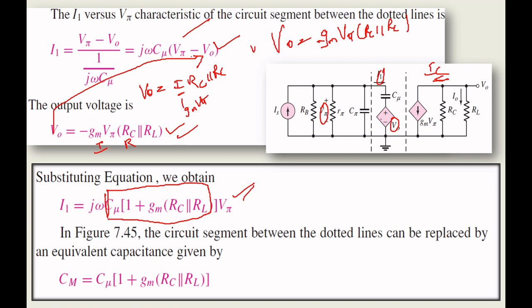So this is the impact of C mu at the input port. In the output port we are not considering it, since it is considered a higher reactance with respect to RC and RL at higher frequency. So on the input side, the effective capacitance is C mu into (1 plus gm RC parallel to RL). This is the Miller's analysis we have done for the common emitter amplifier circuit. This is very important: CM equals C mu into (1 plus gm RC parallel to RL).